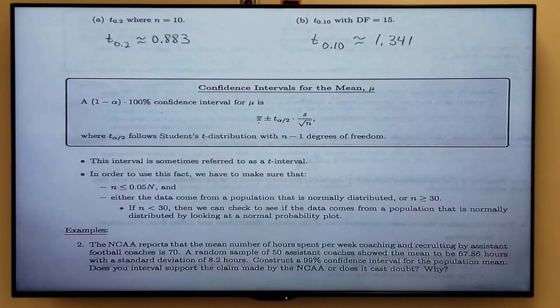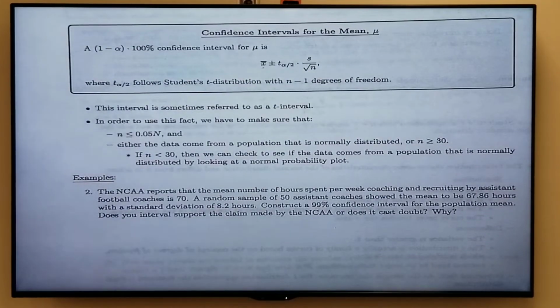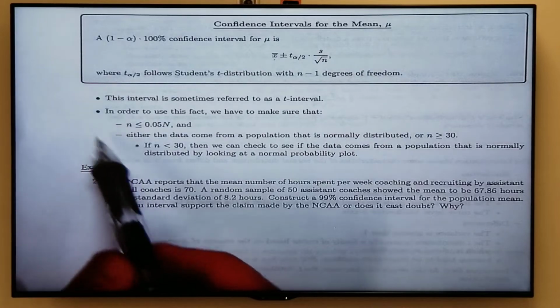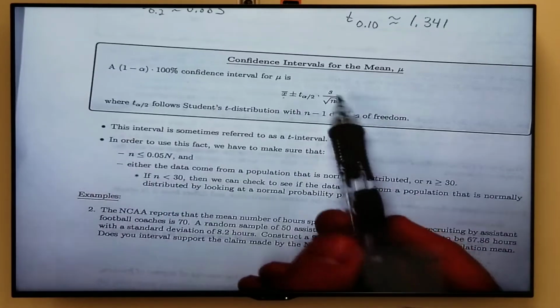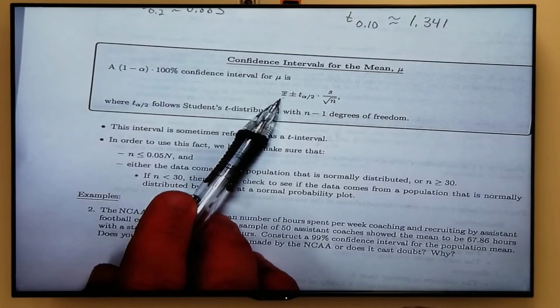Just like when we're constructing confidence intervals for the proportion, we should check conditions every time. I usually skip that step, but we should check conditions every time. It's the same way here. We have some conditions that we need to check. We can construct this interval assuming that x bar is normally distributed.